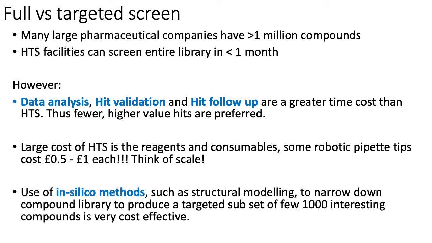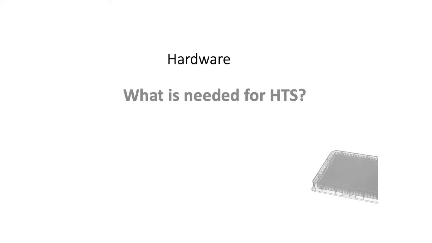But this involves some information. So we need information about the structure of our target. So if we're looking at a protein, then we need the crystal structure, to be able to develop or model our compounds against our target. So what sort of hardware is involved? So what is needed for the high throughput screening?